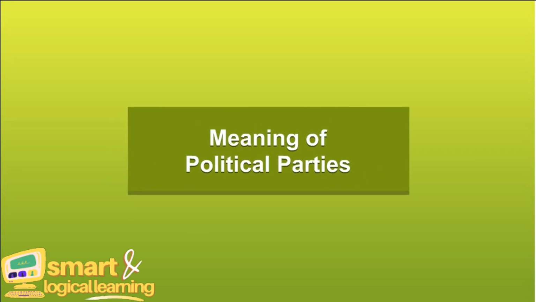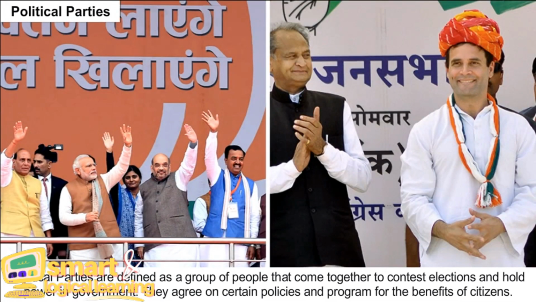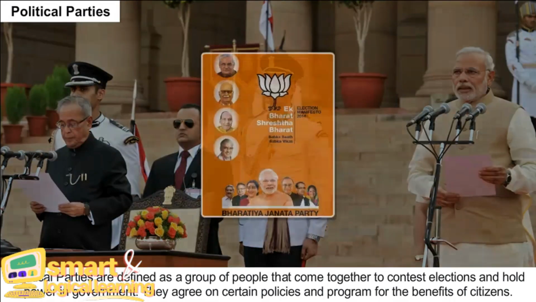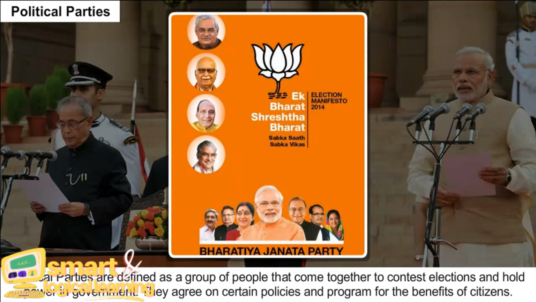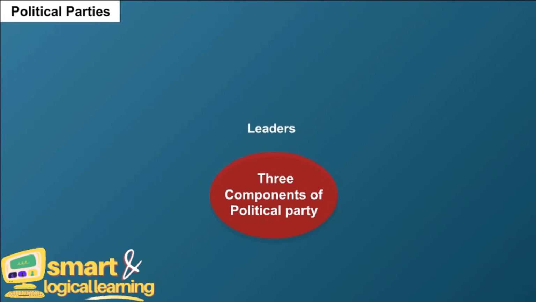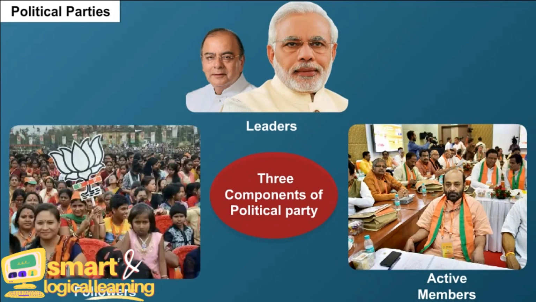Meaning of political parties. Political parties are defined as a group of people that come together to contest elections and hold power in government. They agree on certain policies and programs for the benefit of citizens. A political party consists of three components, namely the leaders, active members, and followers.